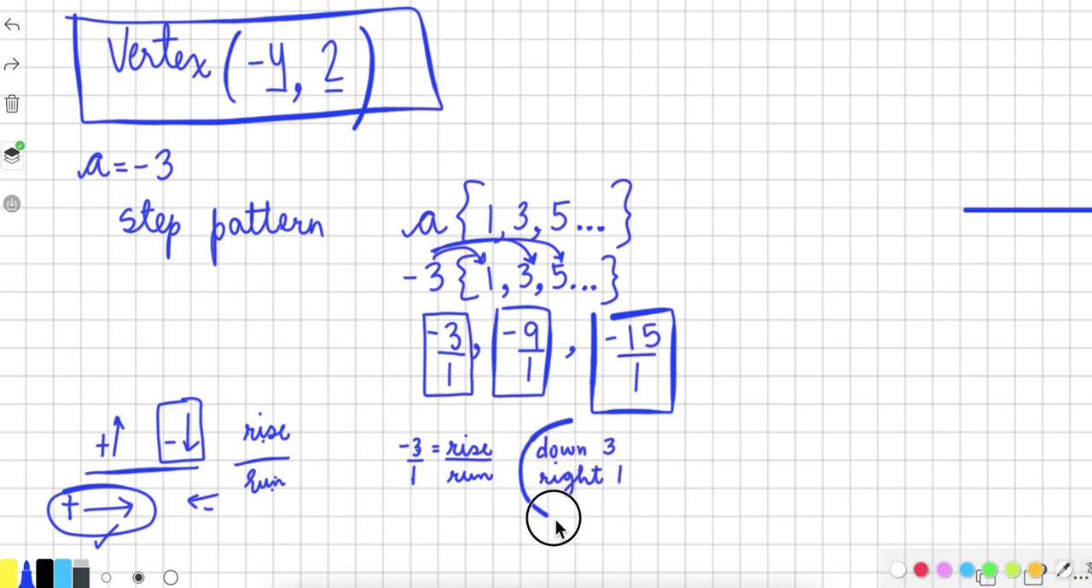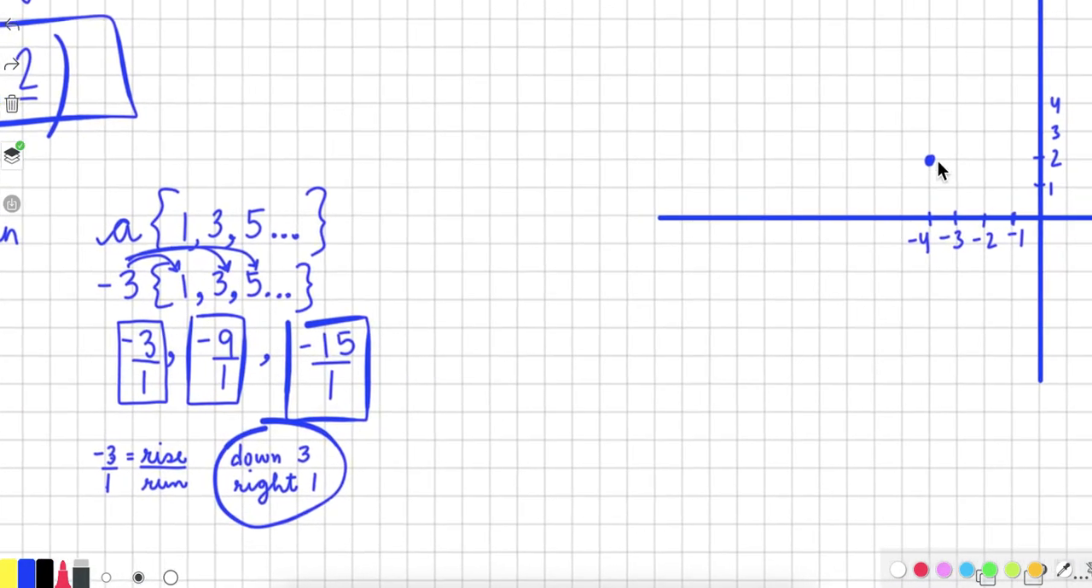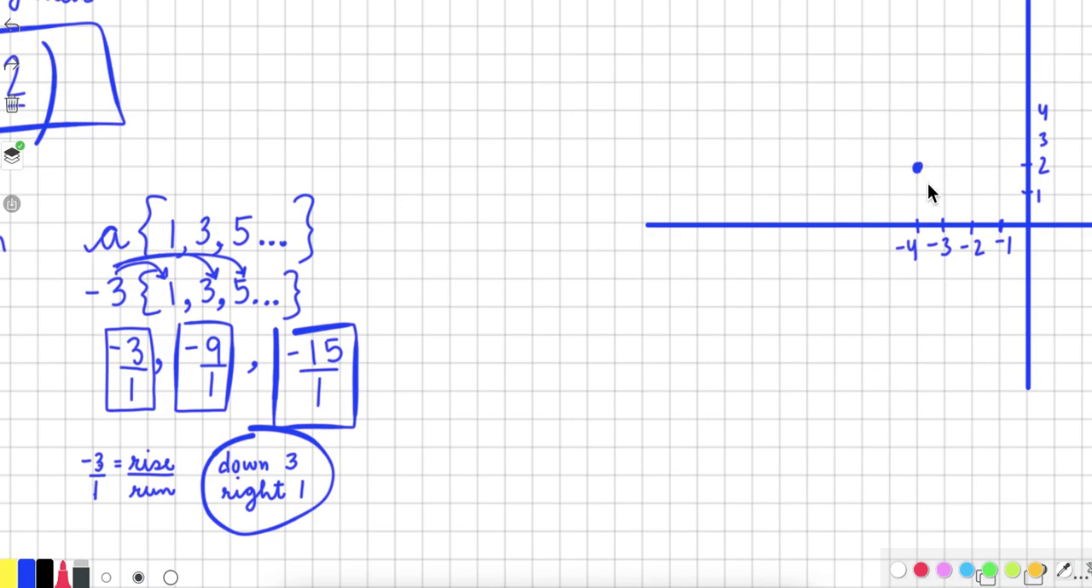And here will be the next point. From which point do we have to go down by 3 and move right by 1? From the vertex, the point we just plotted here. So here the vertex we plotted already on the graph. From this point we will go down by 3 units. So from here, 1 2 3, and then moving right by 1. So here will be the first point after the vertex.